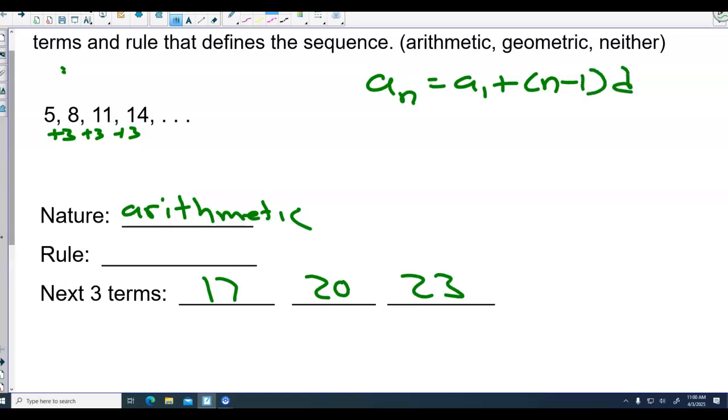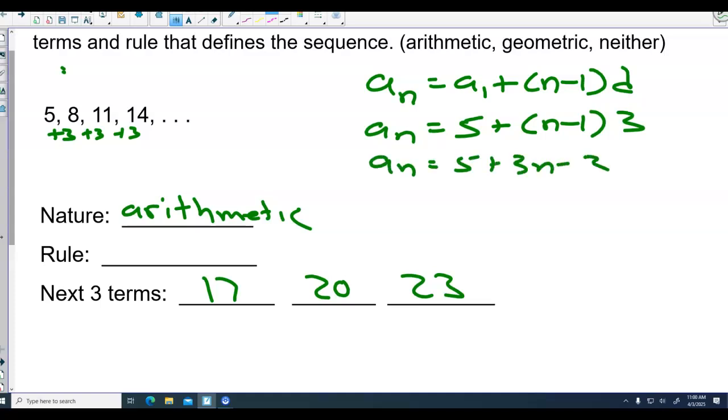My a sub 1 is 5, and my d is 3. a sub n equals 5 plus 3n minus 3, and a sub n is 3n plus 2. And that's our rule.